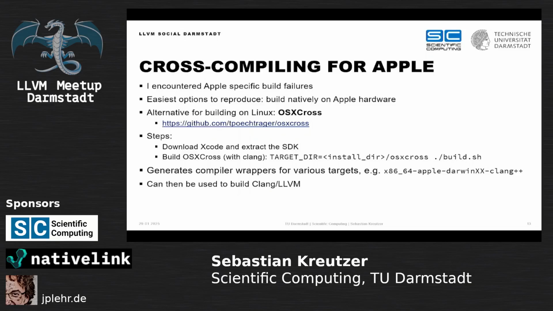So for each target, you get something like this, where you have the target and then your specific Darwin version you got the SDK for. And then you can use this to build Clang LLVM sub-projects or anything else.